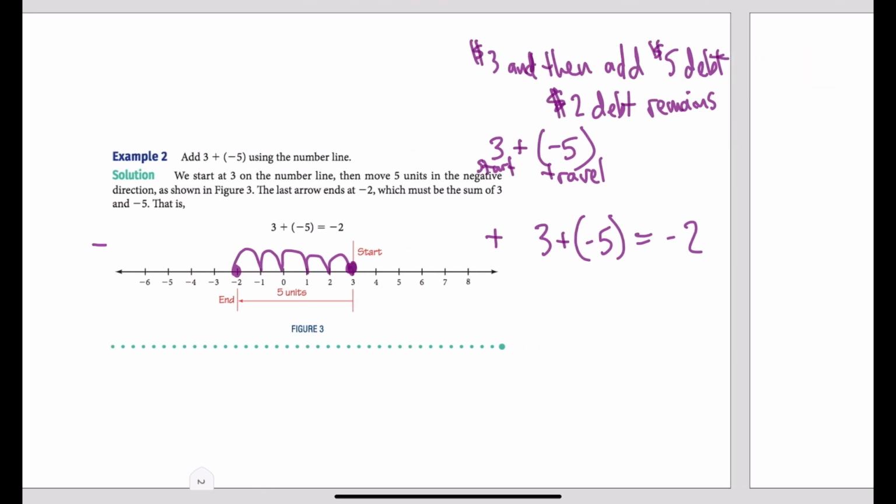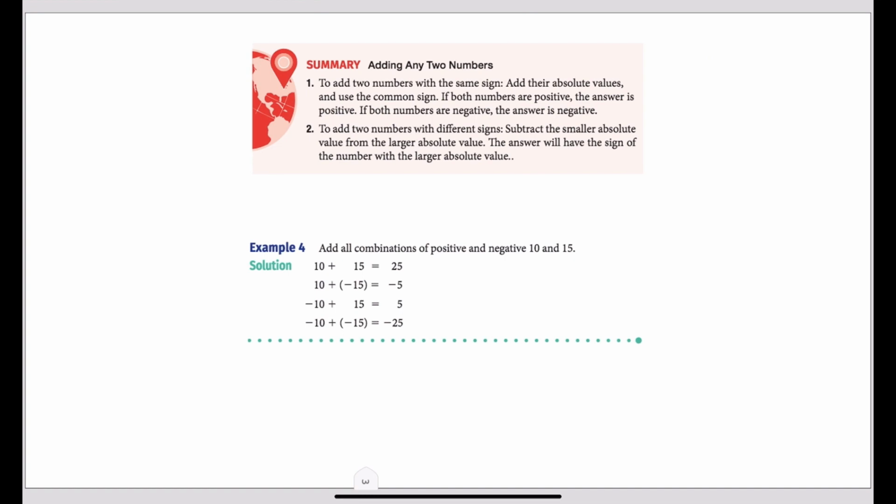Okay, let's have a look at the next concept here. Now that we know how to add numbers, we can add any two numbers, irrespective of their sign. So let's look at all the different ways to combine 10 and 15 as integers. That means there's 10, and there's negative 10, and there's 15 and negative 15. The first one is to add the positives. So 10 plus 15 is 25.